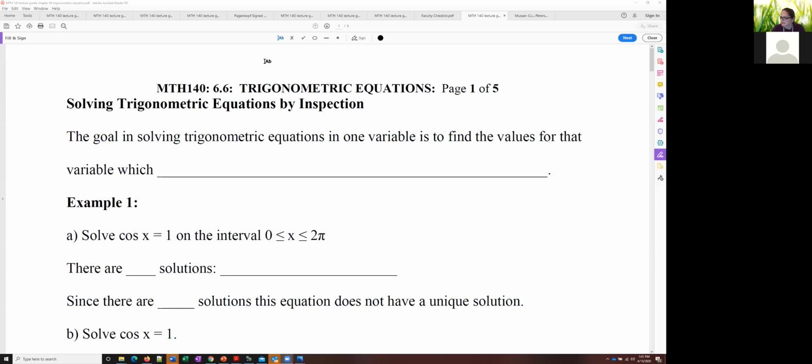Okay, can you guys see my screen where I've got section 6.6 notes? And you can hear me? Good, okay. So we're gonna take a look at section 6.6.